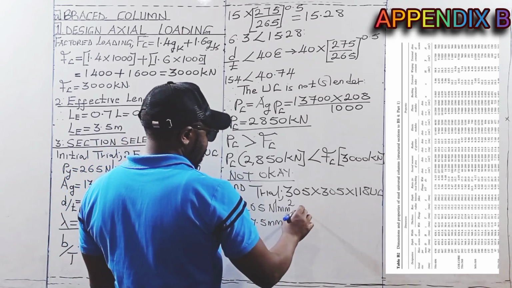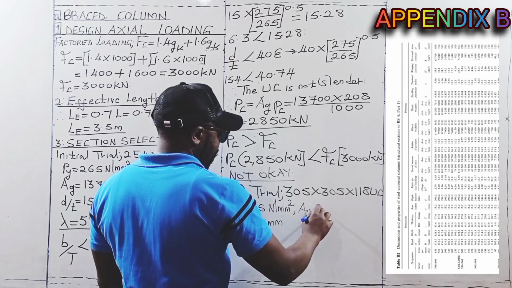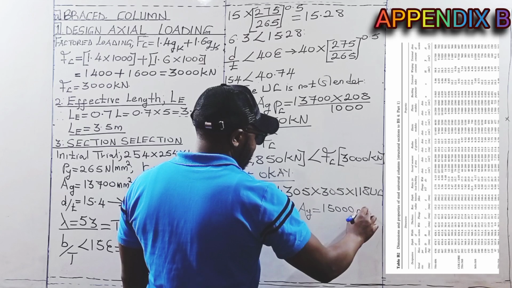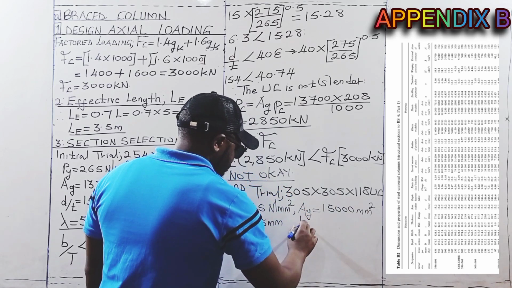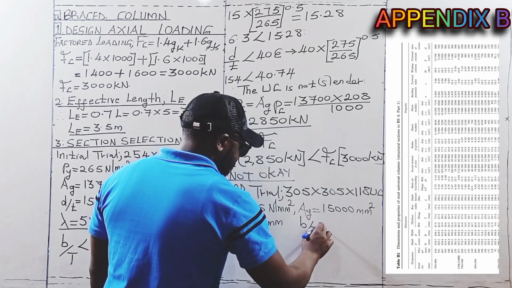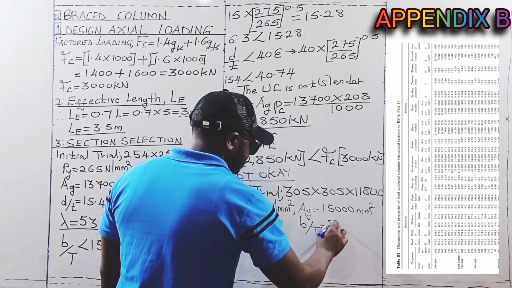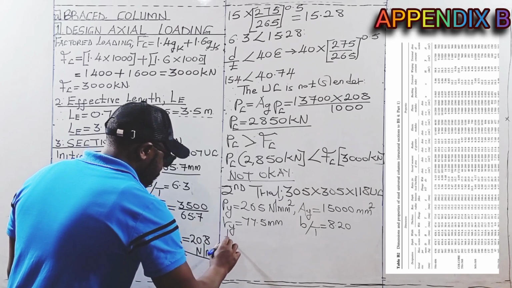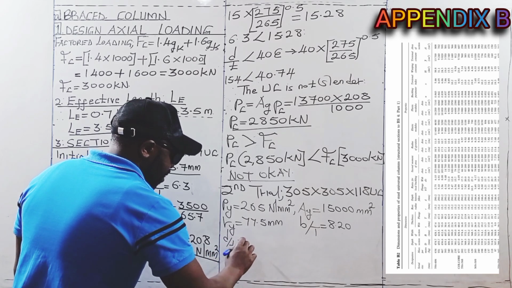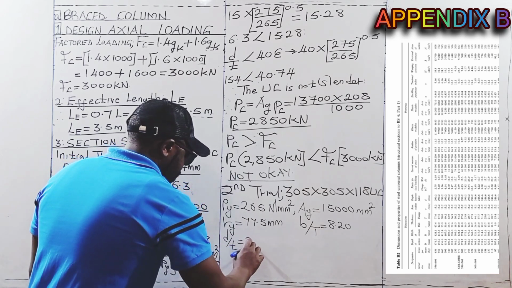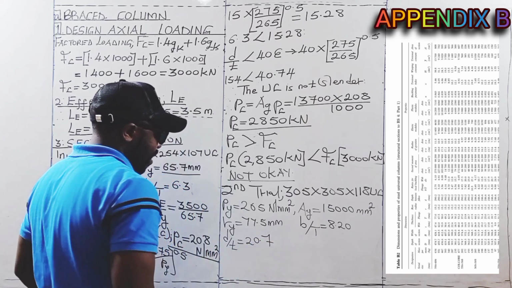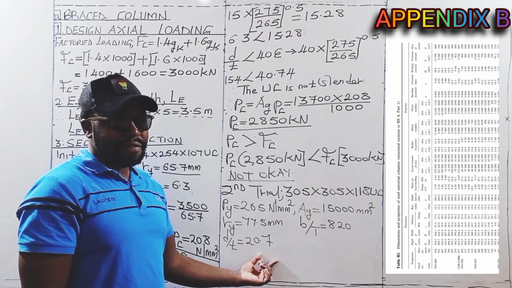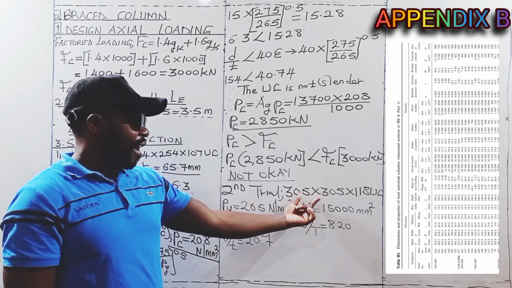Then from there, the gross cross-sectional area of this section is 15,000 square millimeters. Ratios for local buckling, B over T for the flange, that is 8.2, and that for the web, that is D over T, is 20.7. Therefore, that is the information that we are getting from BS 5950 for this column section.